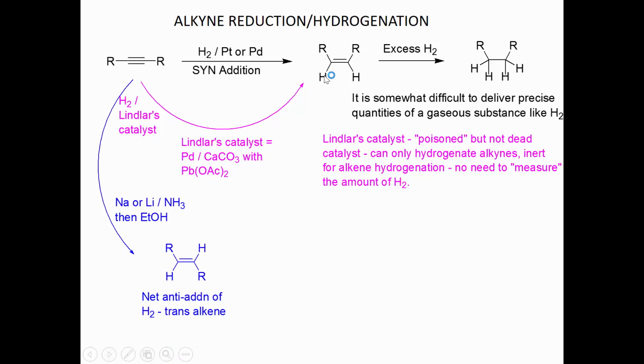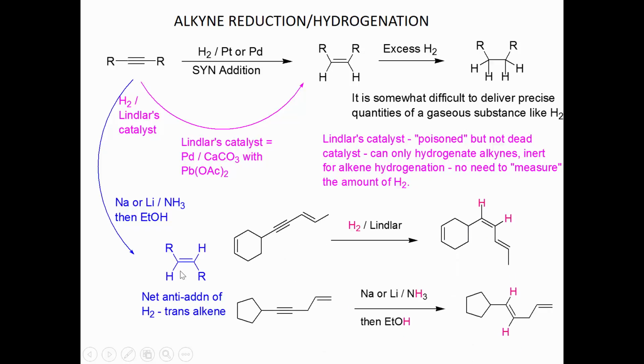If we want to make the trans alkene, like we see here, we're going to use a different combination of reagents. We're going to use sodium or lithium and ammonia followed by ethanol. This results in the net addition of 2 hydrogens to opposite sides of the alkyne, thus resulting in the trans alkene. If we look at where the hydrogens come from, they come from the ammonia and the ethanol.